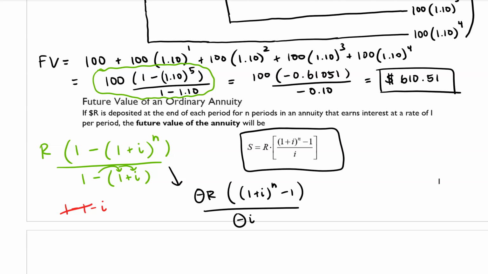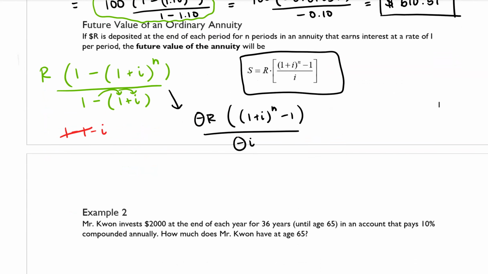So now that we have this very nice formula, we don't have to go and draw that weird timeline thing and do all that nonsense. We can just utilize the formula that we've derived here.